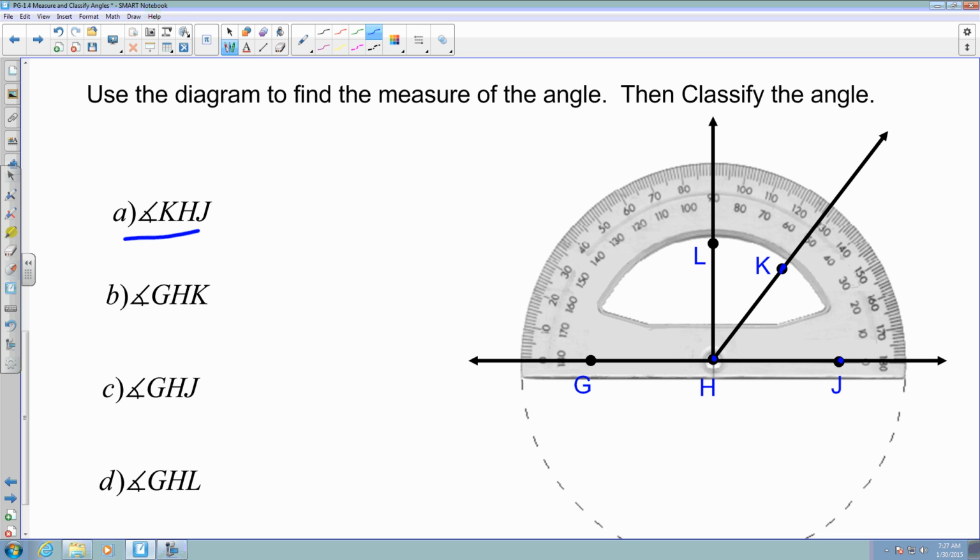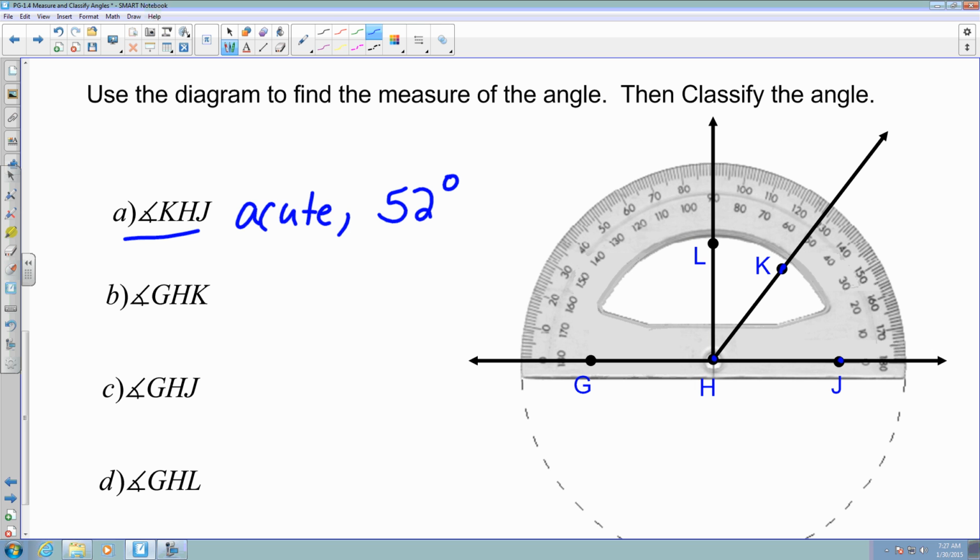Okay, so that's how it's read. Remember that H is the vertex because it's in the middle. If we look at this, this is less than 90, so it's an acute angle. And it looks like it's in between 50 and 60. It's a little bit closer to 50, so I'm going to say that it's 52 degrees.